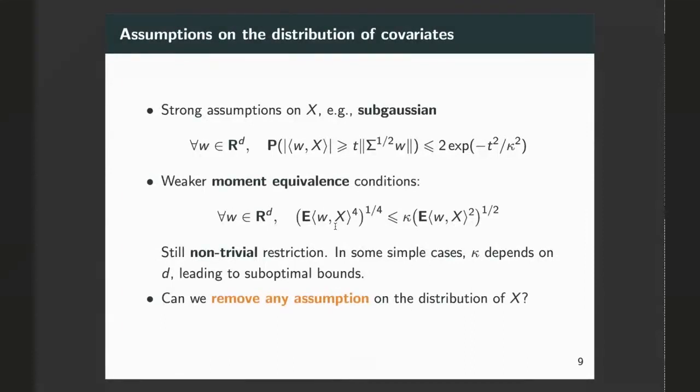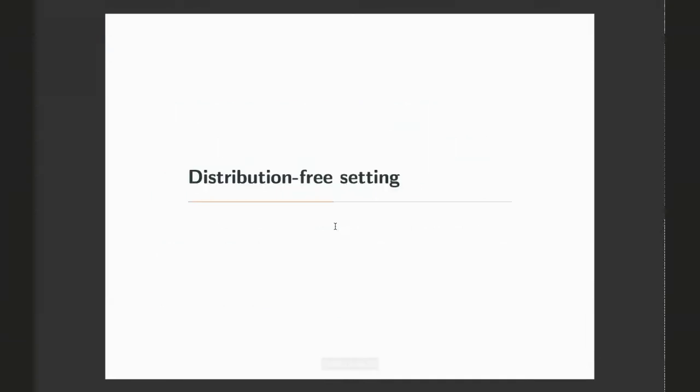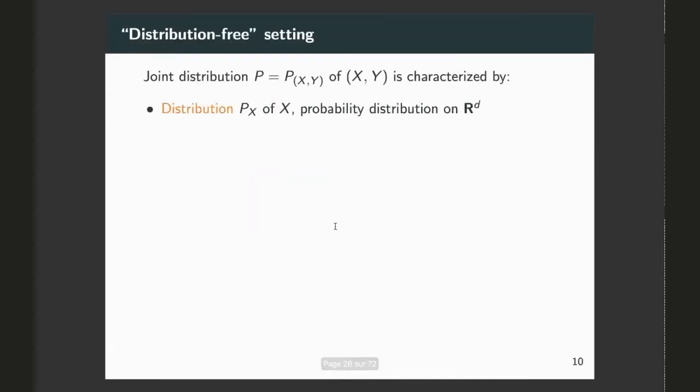Okay, so the question we will consider now is whether we can actually remove any assumption on the distribution of X. So not just weaken it, but in fact remove any condition. Okay, so now we'll introduce formally our setting. To define our setting, I have to make some definitions of what we mean. And I said distribution free, so I have to say what I mean by distribution free.